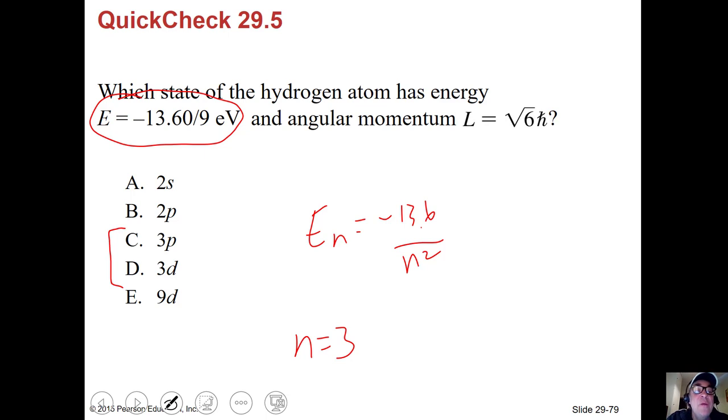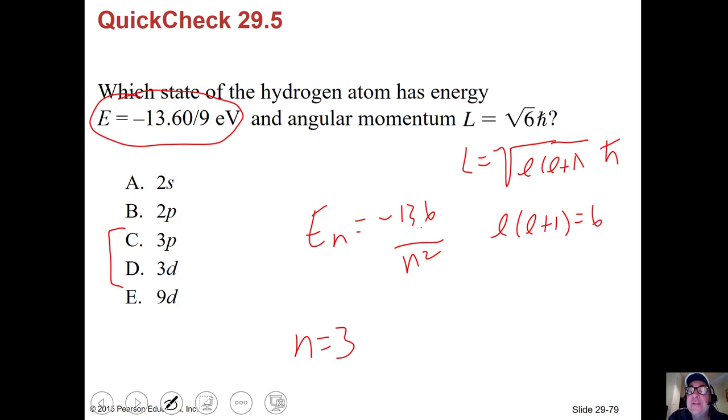That's what the number in front of S, P, D, and F means. It's the principal quantum number. And the angular momentum is the square root of 6 times h bar. So remember what angular momentum is: the square root of l times l plus 1, times h bar. So we want the part under the radical here to be equal to 6. So l times l plus 1 has to be equal to 6.